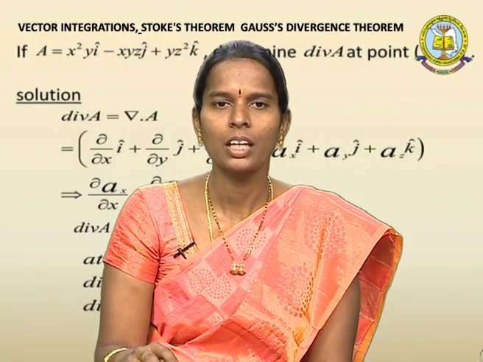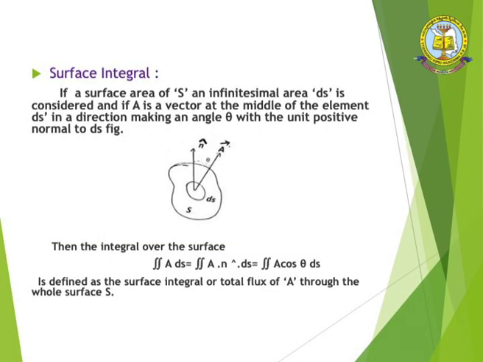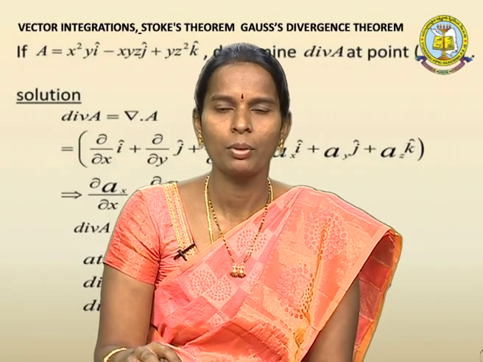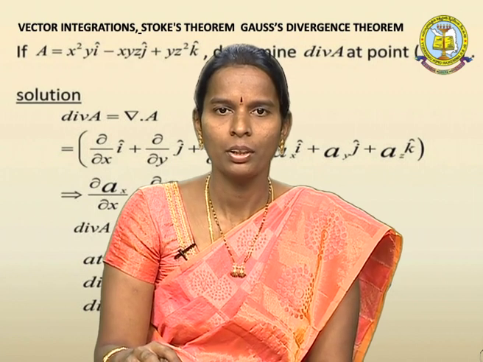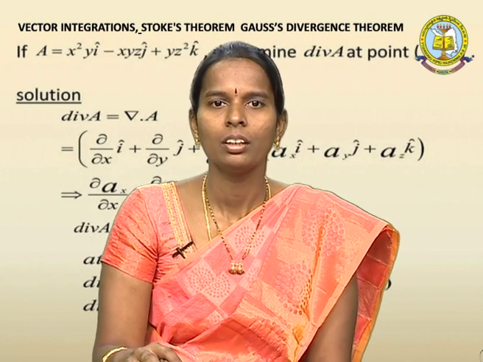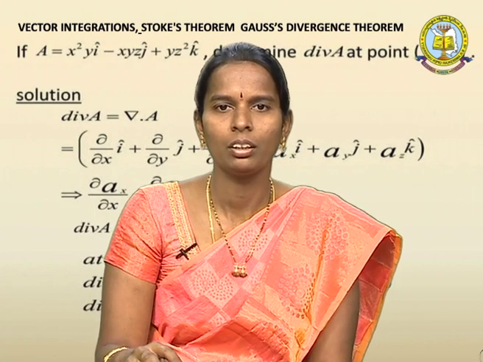And the second one is the surface integral. What is the surface integral? Let us consider a surface area S, and an infinitesimal element of this area, that is ds. If A is the vector at the midpoint of this element ds, in a direction making an angle theta with the perpendicular line, then n cap is the unit vector, the positive normal to ds.